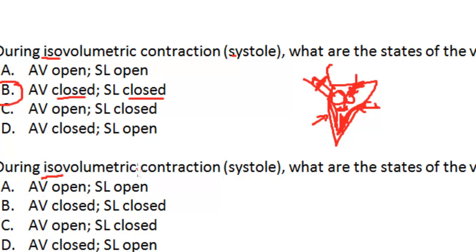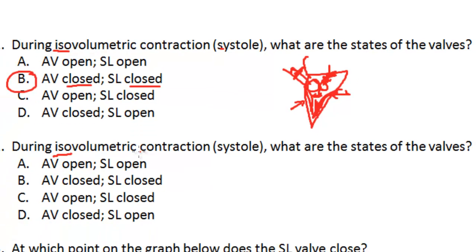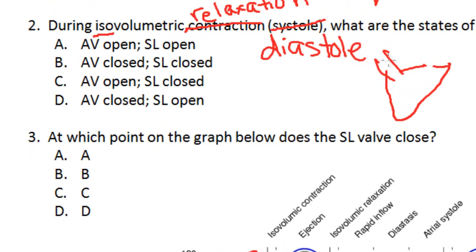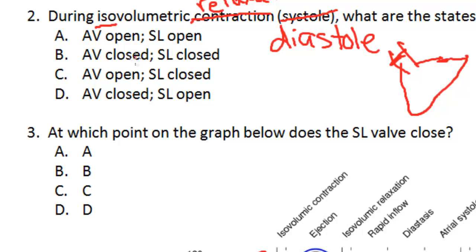During isovolumetric, sorry, I wrote contraction. I meant to write here relaxation. During isovolumetric relaxation, not systole, but what? Diastole. I just copied and pasted. What are the states of the valves? So relaxation, so the ventricle is going to relax, is going to open up. Are the valves going to be open or closed? Well, iso, it doesn't mean anything's changing, so both valves are going to be closed, so it's still the same answer choice, choice B.